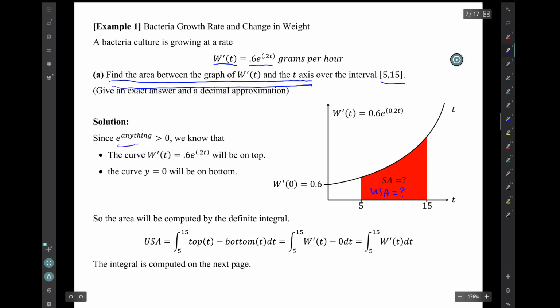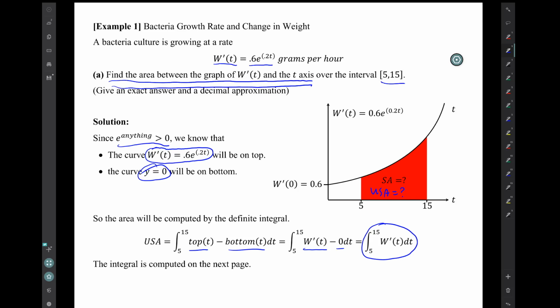Well, remember that e to any power is always greater than 0. So the y values on the curve W prime equals 0.6 e to the 0.2 t will always be greater than 0, greater than the y values on this curve. So the top curve will be W prime and the bottom curve will be y equals 0. So when we integrate top minus bottom, we're integrating W prime minus 0. In other words, we're just integrating W prime.